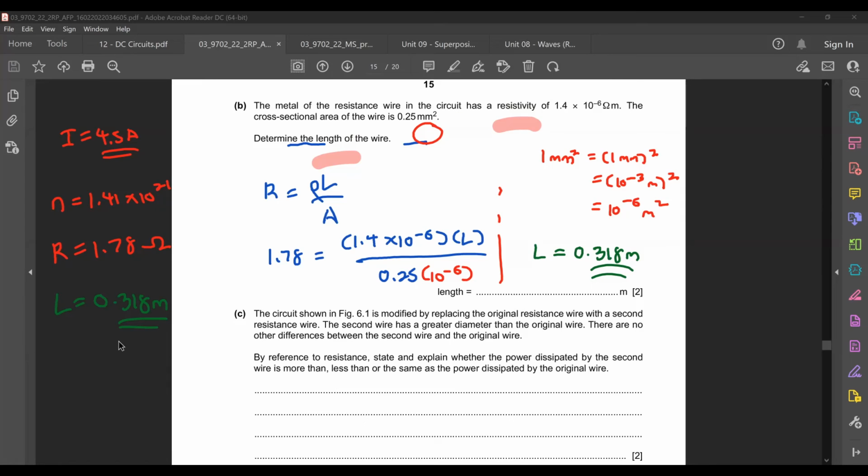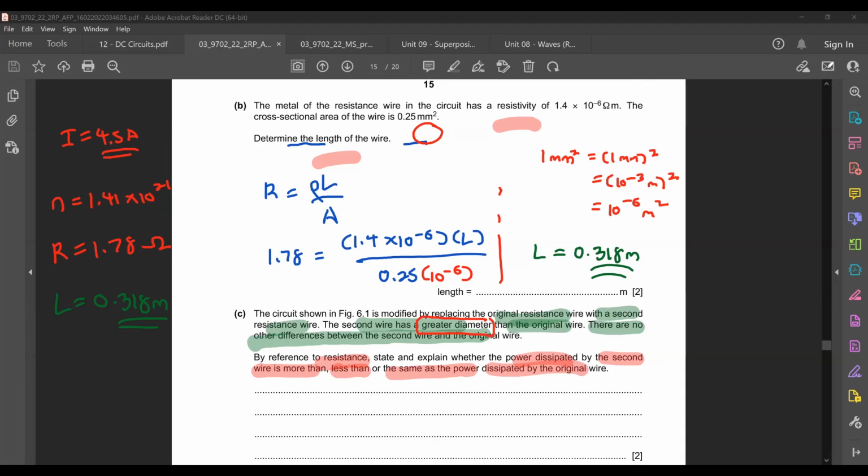Okay, so now in part C, they tell you the circuit shown in figure 6.1 is modified by replacing the original resistance wire with a second resistance wire. The second wire has greater diameter than the original wire. There are no other differences between the second wire and the original wire. So the only thing different here is greater diameter. Now, by reference to resistance, state and explain whether the power dissipated by the second wire is more than, less than, or the same as the power dissipated by the original wire.